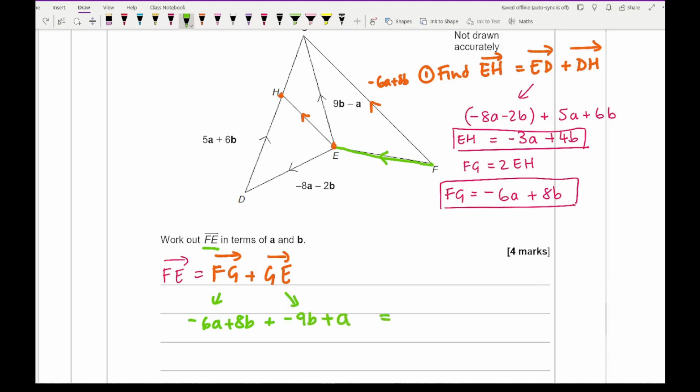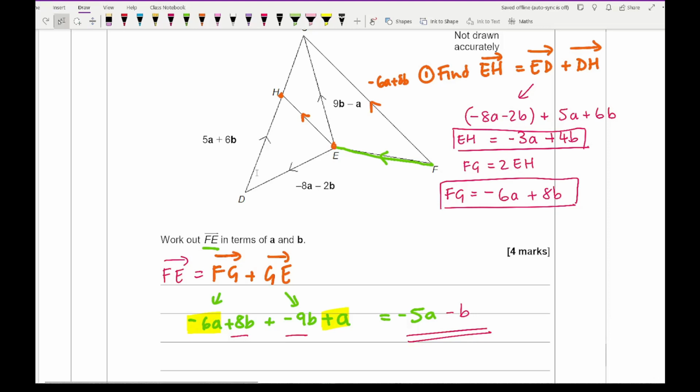So then simplifying each of these terms, what do we get? Well, I'm going to get minus 5a. And then looking at the b's, I've got 8b plus minus 9b, which is minus b. So my final answer then is minus 5a minus b.